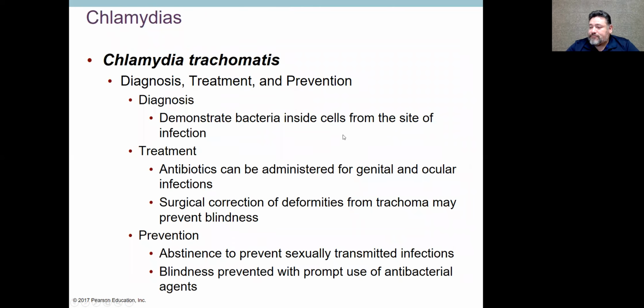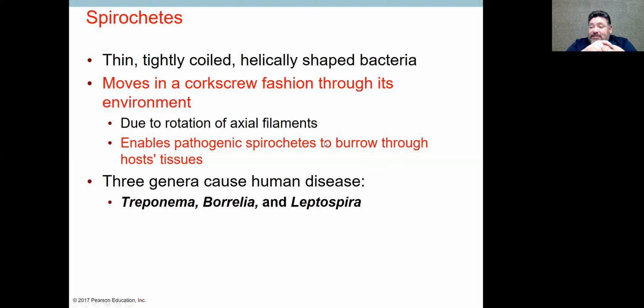There's a beautiful immunofluorescent picture of chlamydia. As we've said before, this is diagnostic. Beautiful. Okay. And now we're switching to spirochetes.